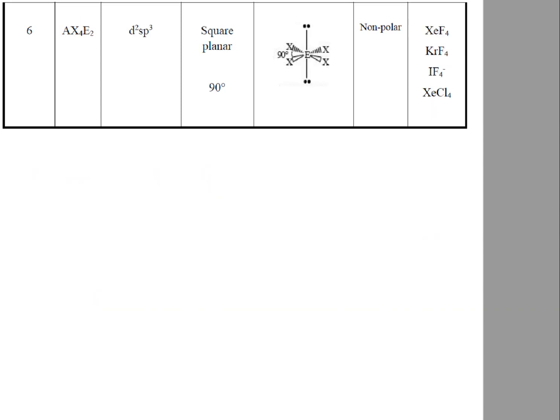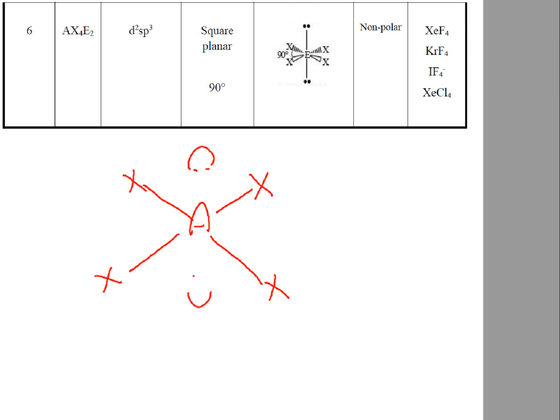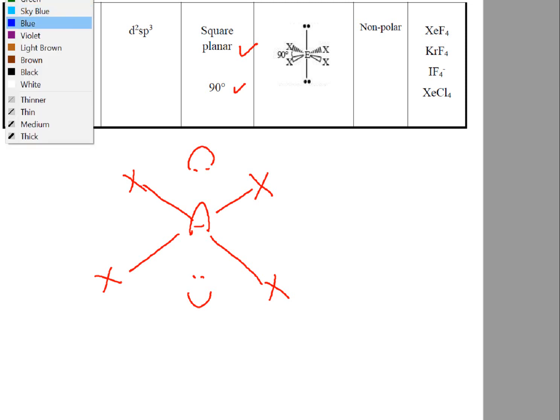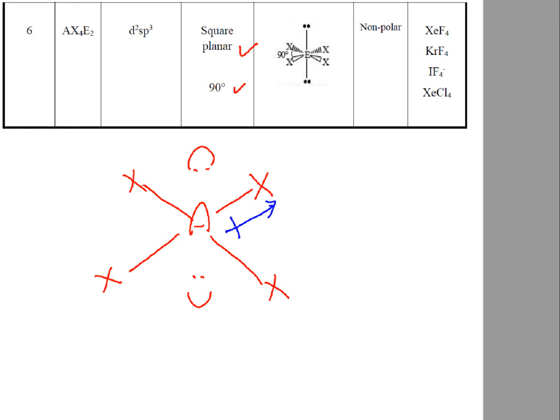In this example, AX4E2. So central atom A is surrounded with 4 X and E2. We have two lone pairs of electrons. So they will make a shape that we call square planar. The angles are 90 degrees and it will be nonpolar because you can expect that the dipoles are going to cancel out. We have opposite dipoles in all directions, so they are going to cancel out.